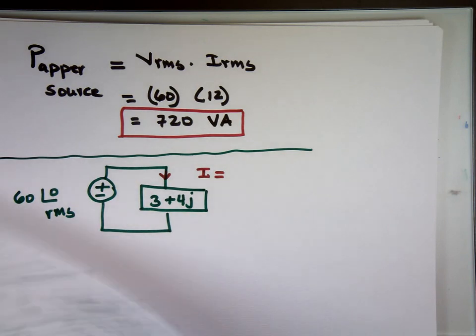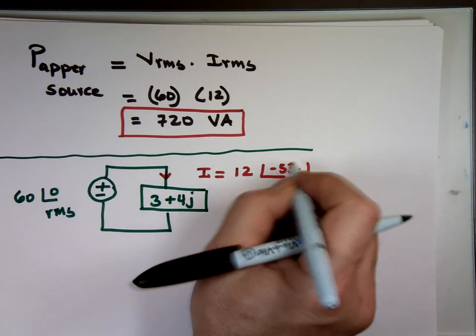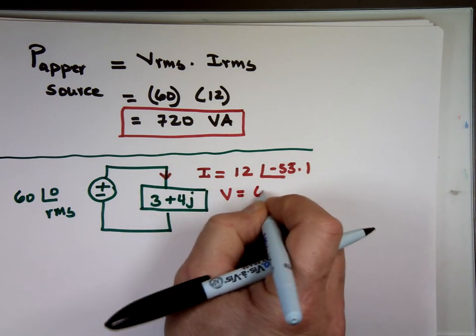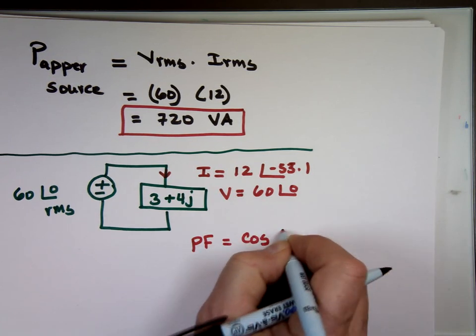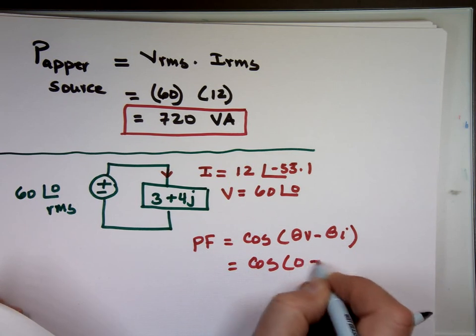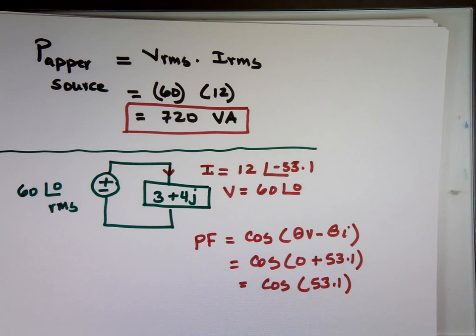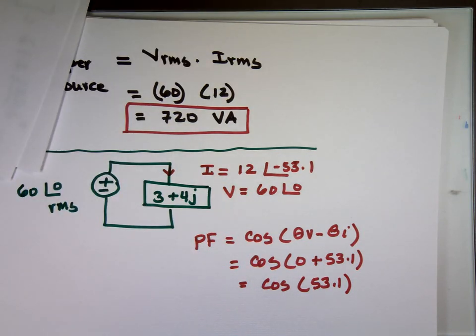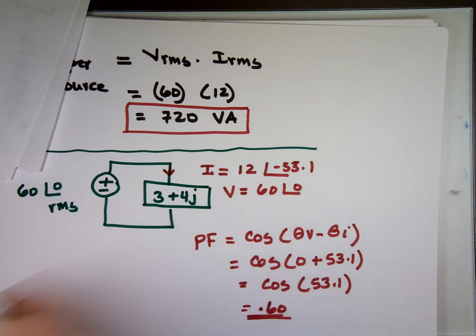We calculated I earlier. What was it? 12 angle negative 53.1, right? And what's the voltage across that? Isn't that 60 angle 0? In parallel. Well, what's the power factor? Isn't that cosine of theta V minus theta I? Which is cosine of 0 plus 53.1, so cosine 53.1, which is 0.6. So you're only getting 60% of the power to the load. You're paying for 100%, you're getting 60%.